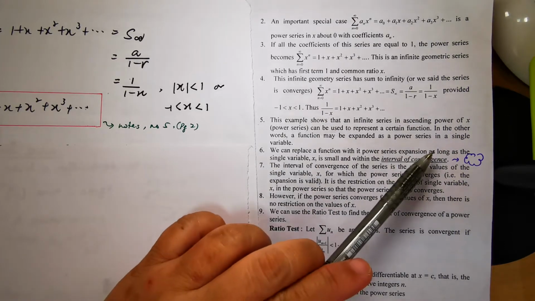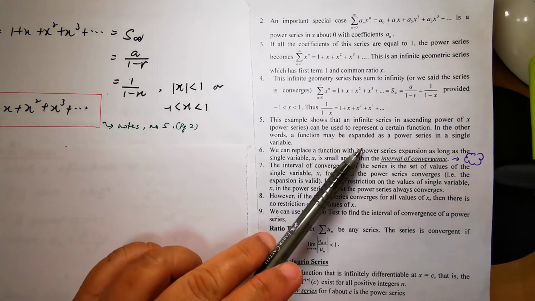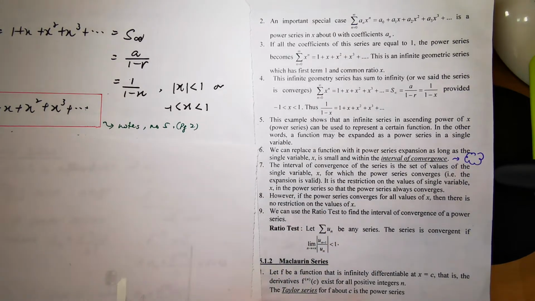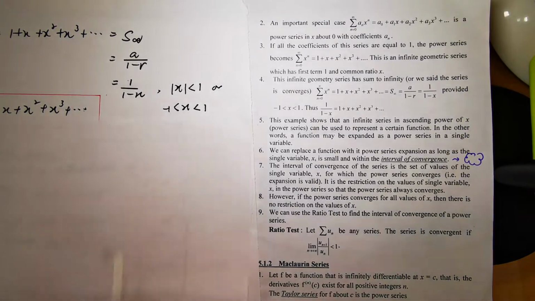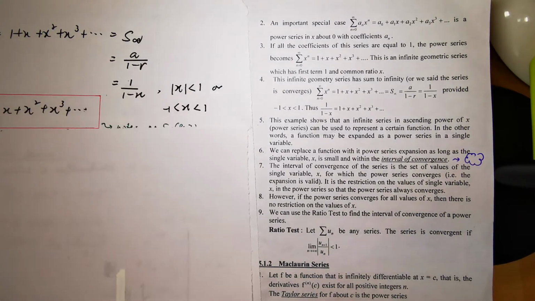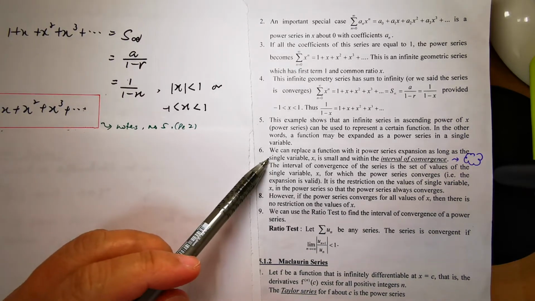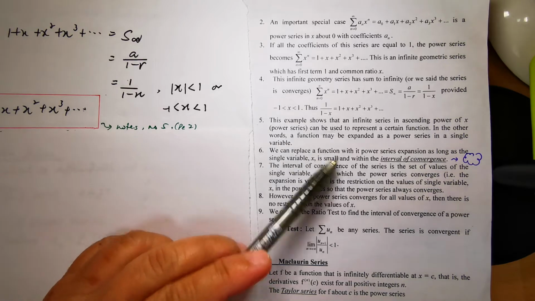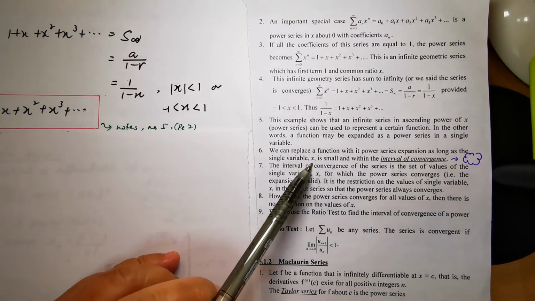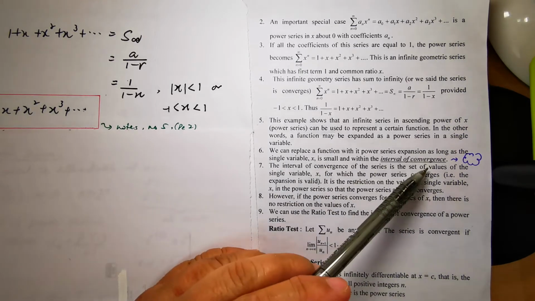All right. So in the other words, a function may be expanded as a power series in a single variable. So it means that some of the series can be expressed as an infinite series in one variable, which is x. All right. And number 6, we can replace a function with its power series expansion as long as the single variable x is small and within the interval of convergency.